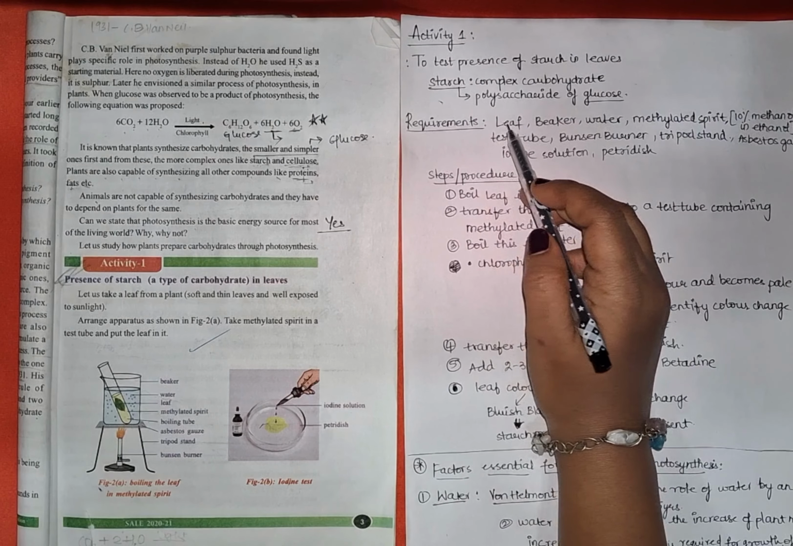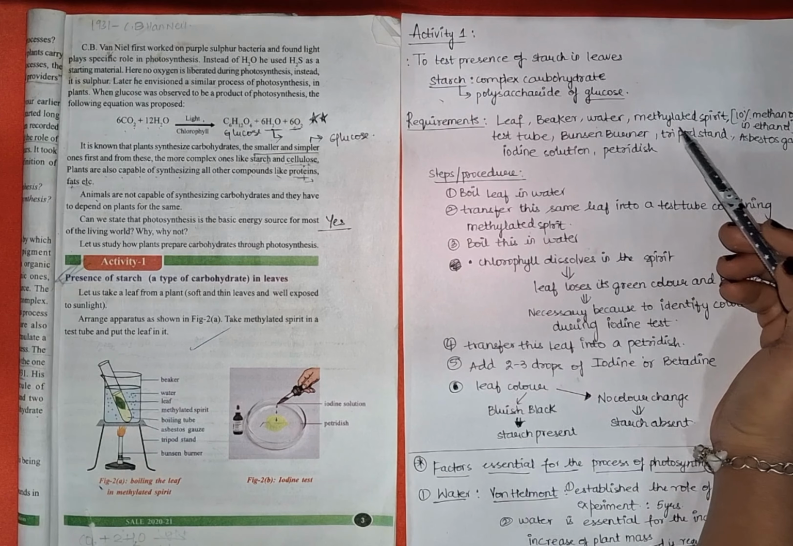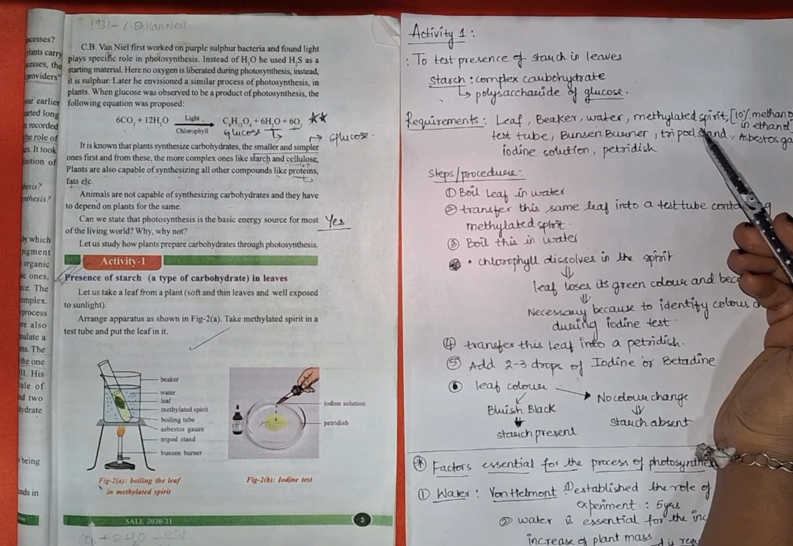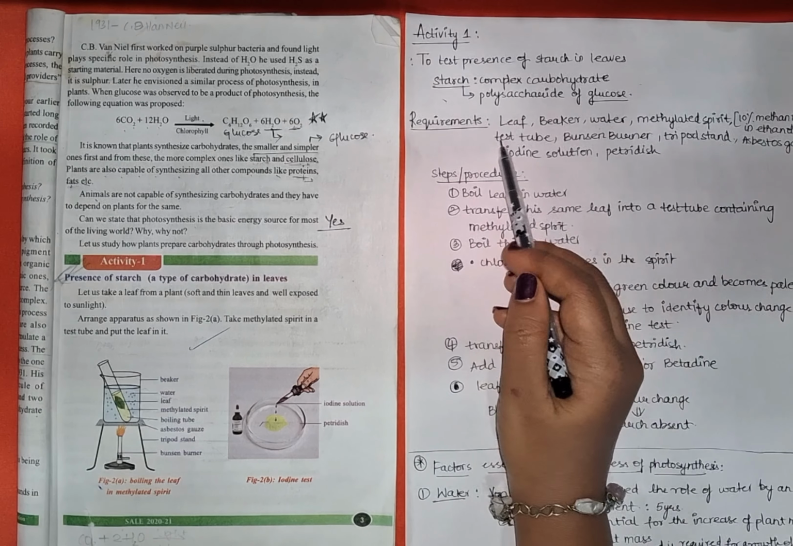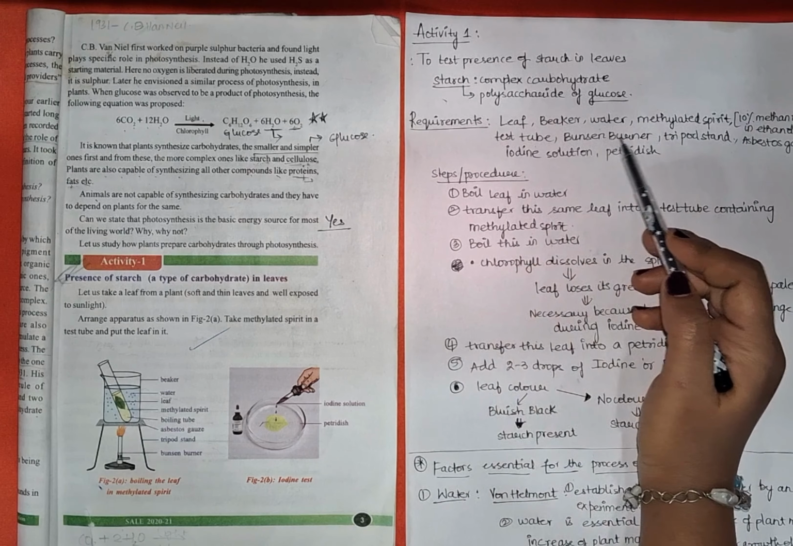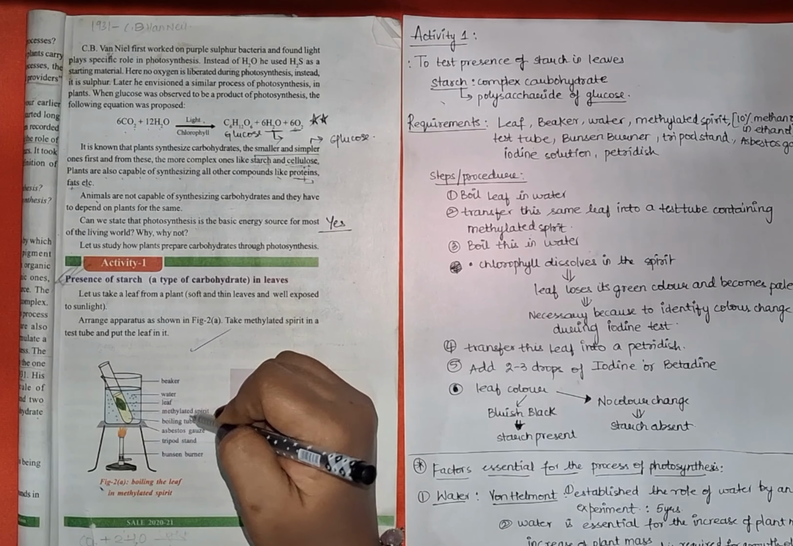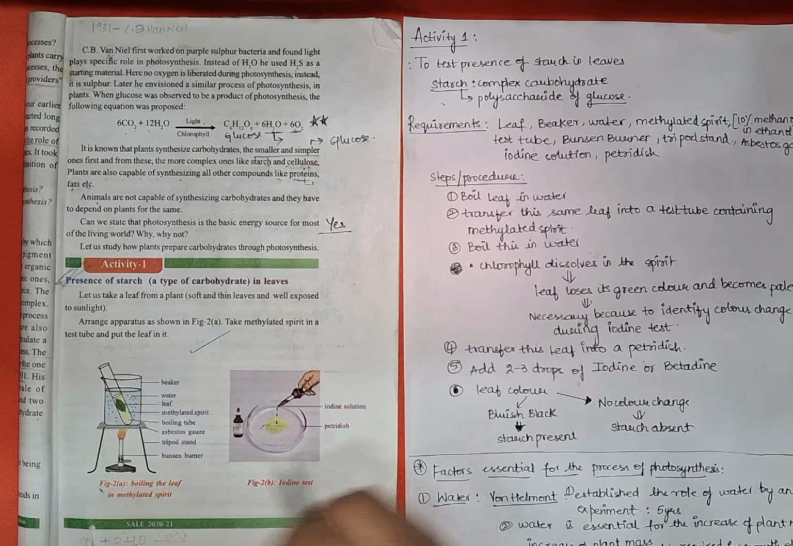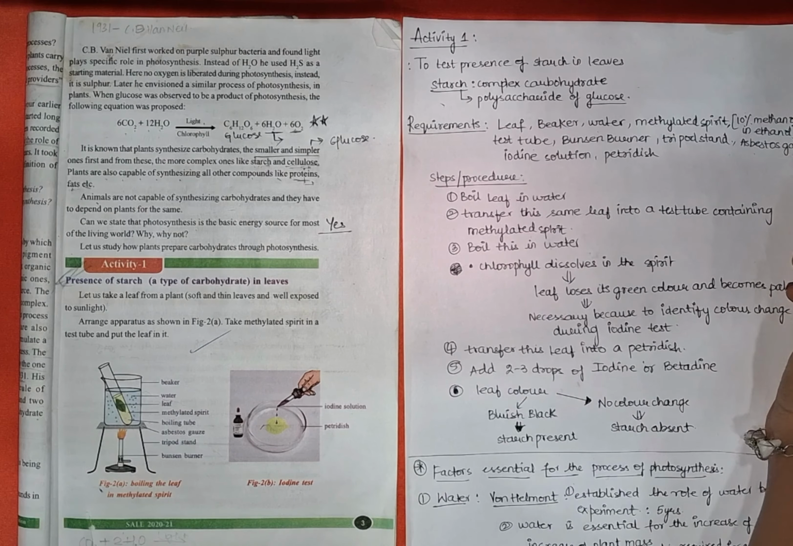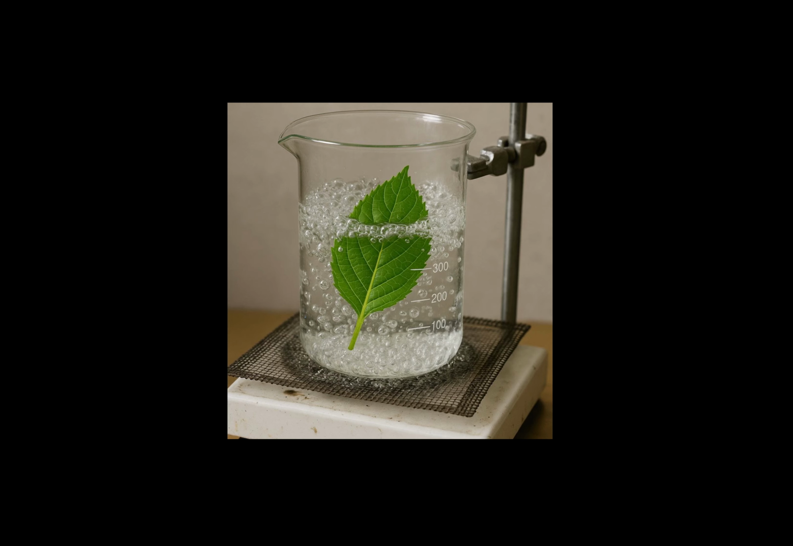The requirements would be: we have to take one leaf, a beaker, water, and methylated spirit. Methylated spirit means it is 10% methanol in ethanol. And we have to take a test tube, Bunsen burner, tripod stand. This is the tripod stand. You have to remember all these labelings. You should draw them in your exam also. And asbestos gauze, iodine solution, and a petri dish.